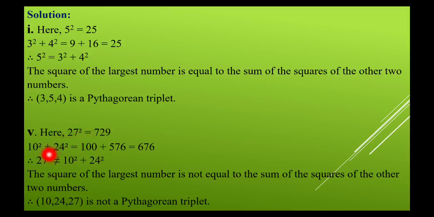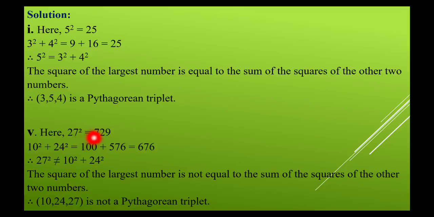Okay, one more sum. Question number 5. Here we have the biggest number 27. So 27 square is 729. The sum of the squares of the other two numbers is 10 square plus 24 square. We got these numbers from the question. So 100 plus 576, when we do the addition, we get 676.